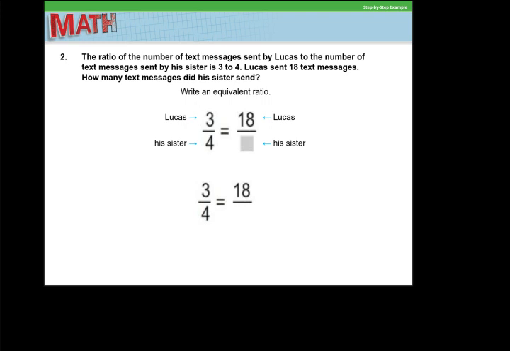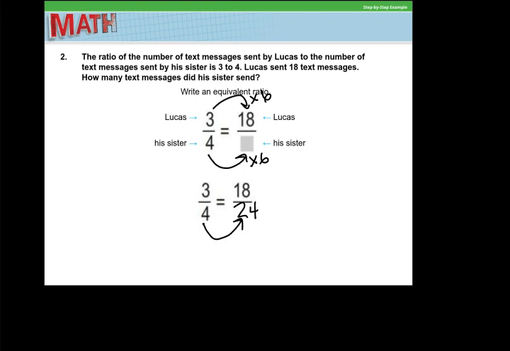So we know Lucas sent 3 of the 4, and we know that he sent a total of 18. So we are getting from 3 to 18. How do we get from 3 to 18? We have to multiply by 6. Since we multiply by 6, we have to multiply by 6 on the bottom as well. So 3 times 6 is 18, and 4 times 6 is 24. So his sister sent a total of 24 text messages.